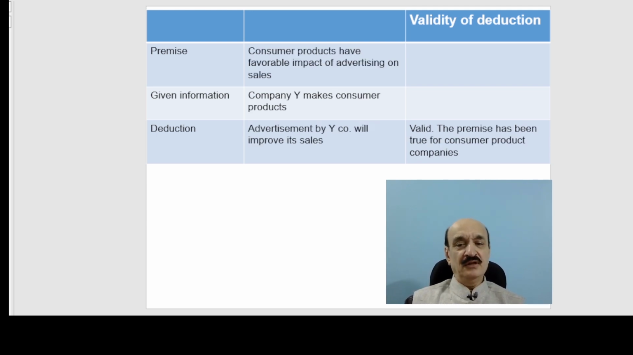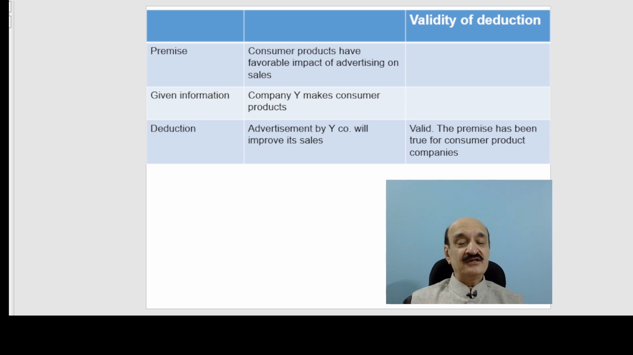Let's take one more example. Consumer products, the premise: consumer products have favorable impact of advertising on sales. In fact, that's the reason consumer products are always advertised. There may be some exceptions, but this is a general rule. So this is a general rule. Will it be applicable to a company which say is a Y company which is making consumer products? So what will we deduce? We will deduce that advertisements made by company Y for its consumer products will also improve its sales.